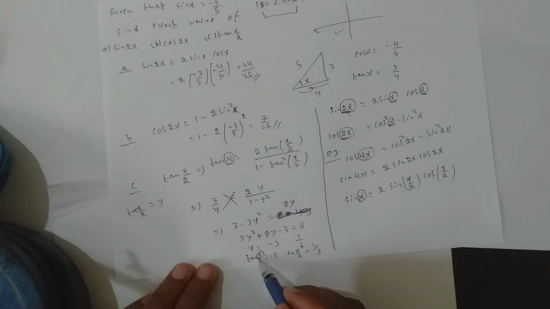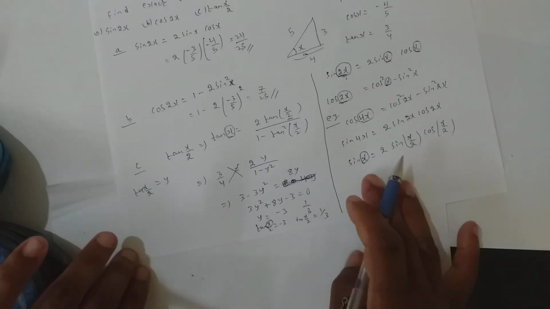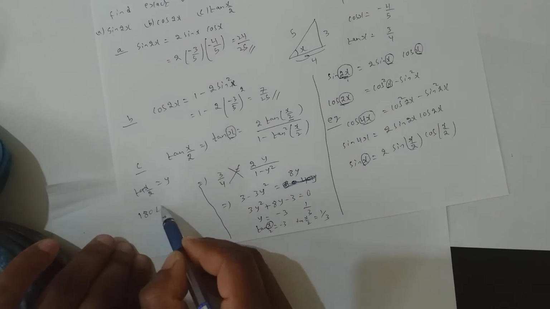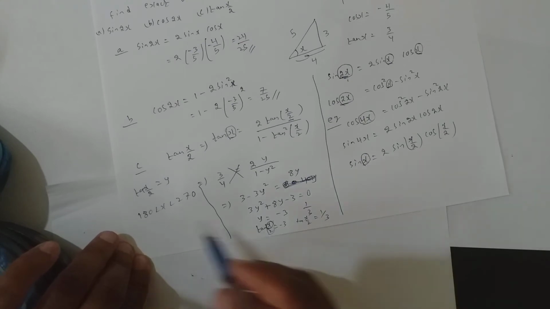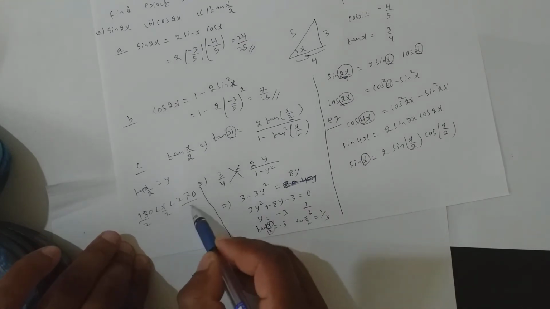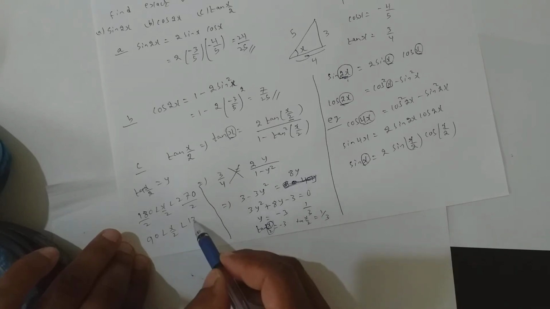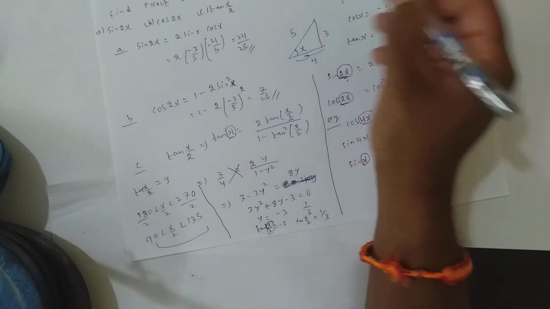He said x is lying in the third quadrant. So now x by 2 will lie in which quadrant? See there, x is between 180 and 270. To get x by 2, I need to divide everywhere by 2. So 90 less than x by 2 less than 135. This is in the second quadrant over here.